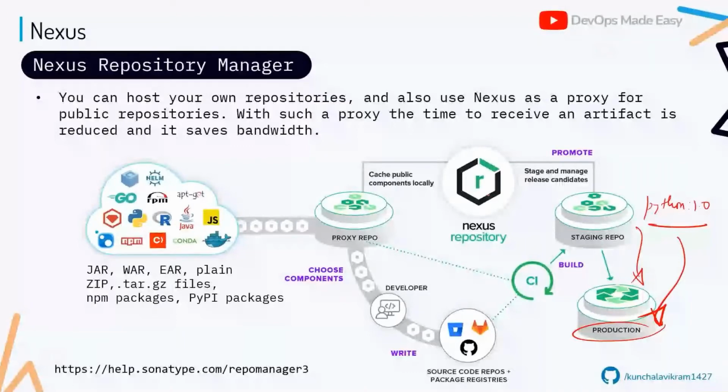Clear? So we will not directly push anything to production. There will be two different repositories, or maybe two different repository managers themselves. Maybe it will have two different Nexus repositories also. Depends.